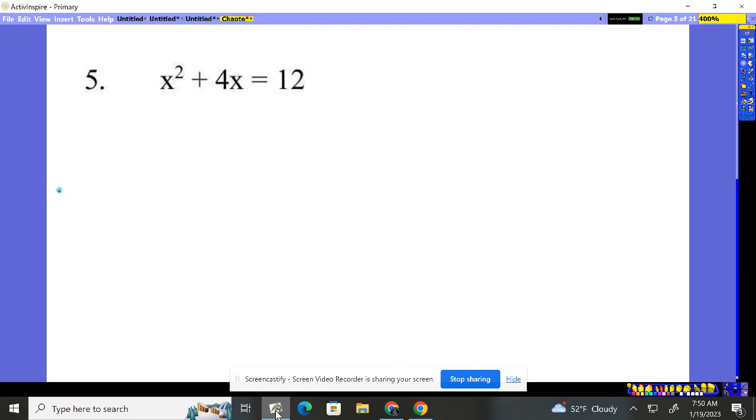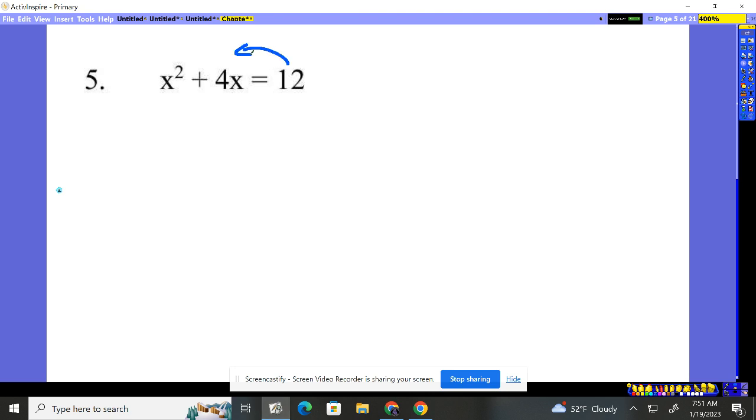Number 5, it wants us to solve this, and it says use the method of factoring. So we want to factor this into the product of two binomials. And what does it have to be set equal to? Yeah, you must always, to do this, you always have to get it set equal to 0.